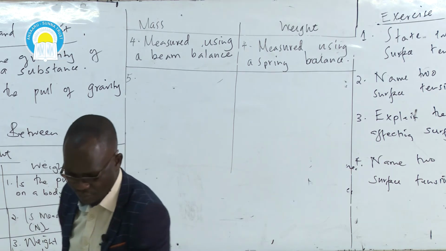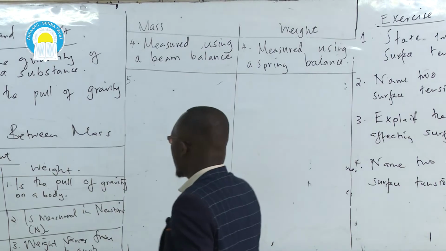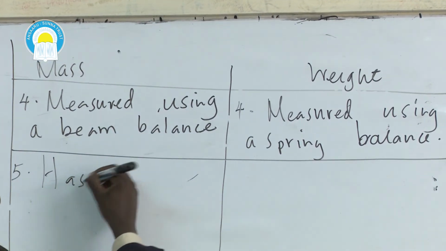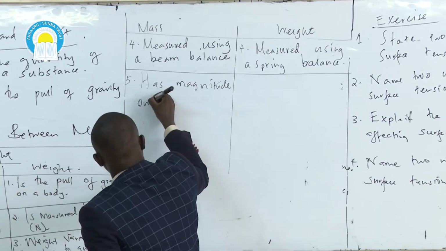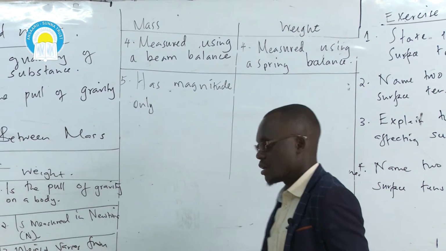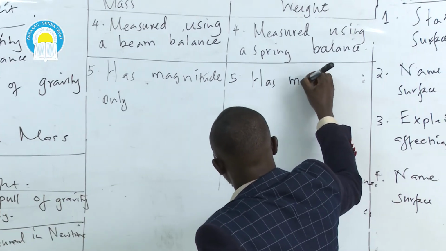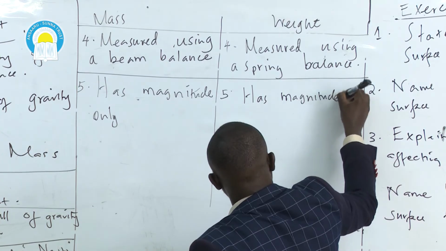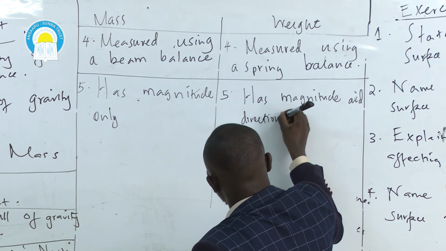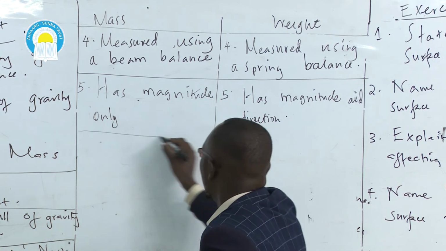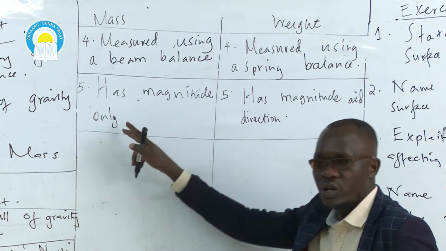Number 5, we say that mass has magnitude only, while weight has magnitude and direction. So mass has magnitude only.